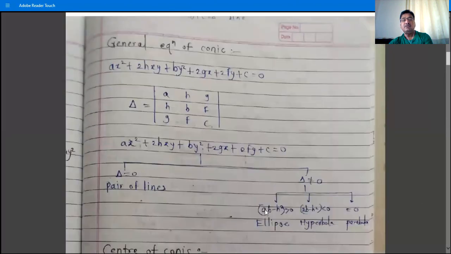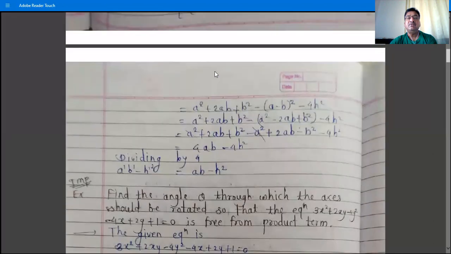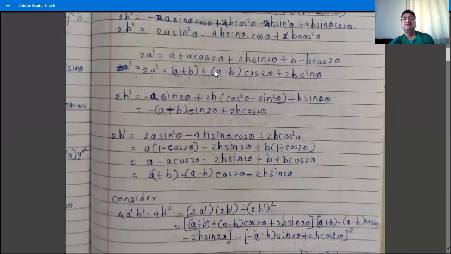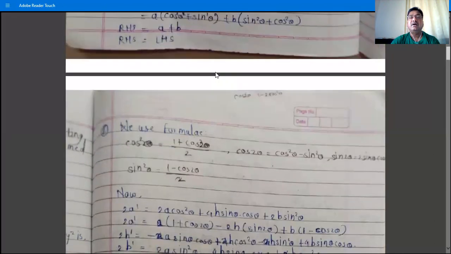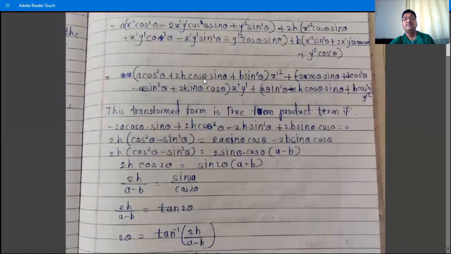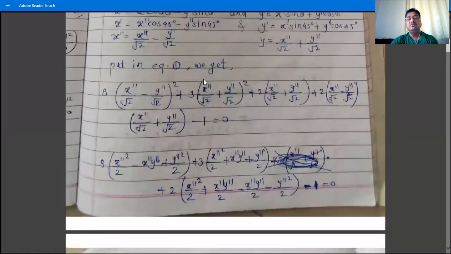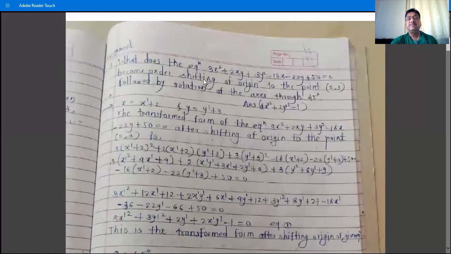And in order to remove the terms x and y, shift the origin to a new origin, that is the center of the conic. That is, find the center of the conic and then shift the origin to the center of the conic. Then the terms of x and y are removed from the expression.